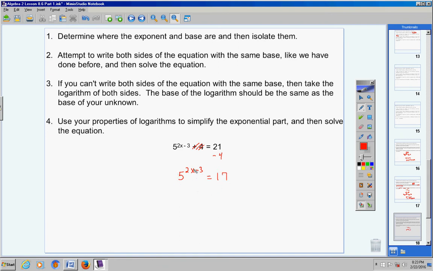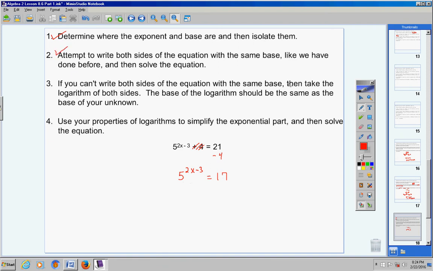Now, is there anything else I have to get rid of? I don't think so. There's my exponent. There's my base. Step 1 is totally done. Step 2, attempt to write both sides the same base. Guys, it does not take an aeronautical engineer to see we're not going to be able to do that. There's no way you can write a 5 and a 17 with the same bases.